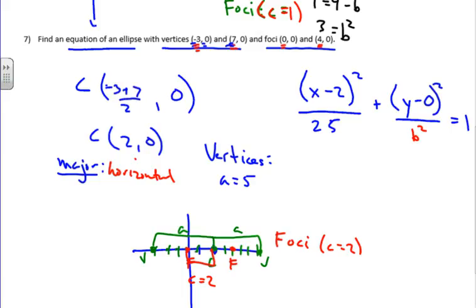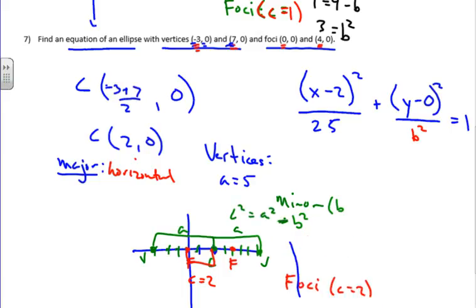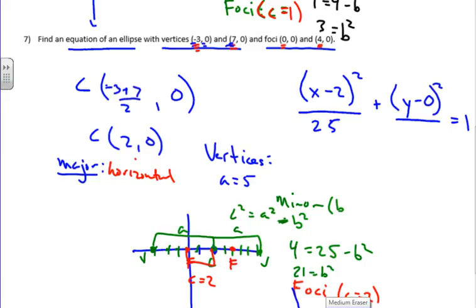Well, we can find our b value, which is our minor point, and that's b. We can use c squared equals a squared minus b squared. Plug those values in. And what we have then is c squared, 4, equals a squared, which is 25, minus b squared. And right here we have 21 equals b squared. And I apologize for the background sounds. And that's going to equal 21.